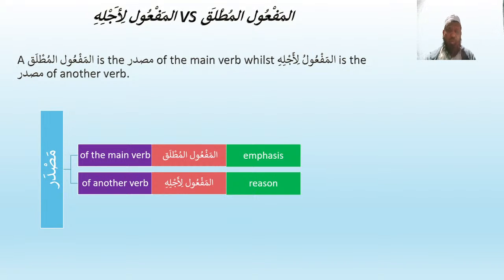So remember, both al-maf'ul al-mutlaq and al-maf'ul li-ajlih are masdar. The difference is that maf'ul mutlaq is the masdar of the same verb, and maf'ul li-ajlih is a different masdar from the verb used. If the masdar is of the main verb, it's called maf'ul mutlaq, and its purpose is to emphasize. If the masdar is of another verb, then it is al-maf'ul li-ajlih, and its purpose is to tell us the reason the verb is being done.